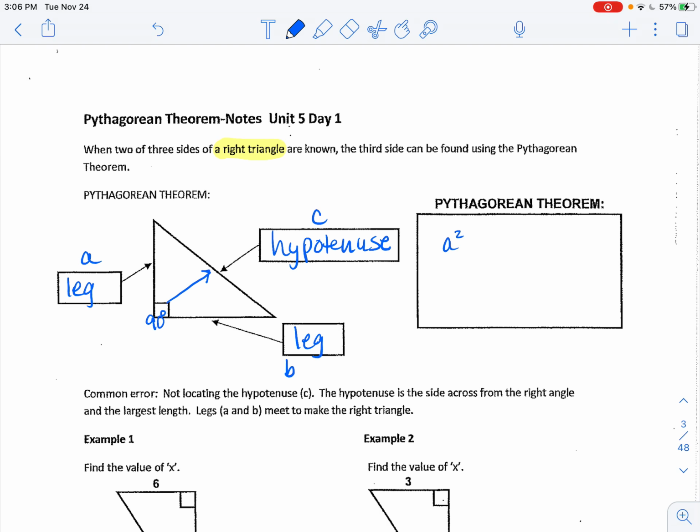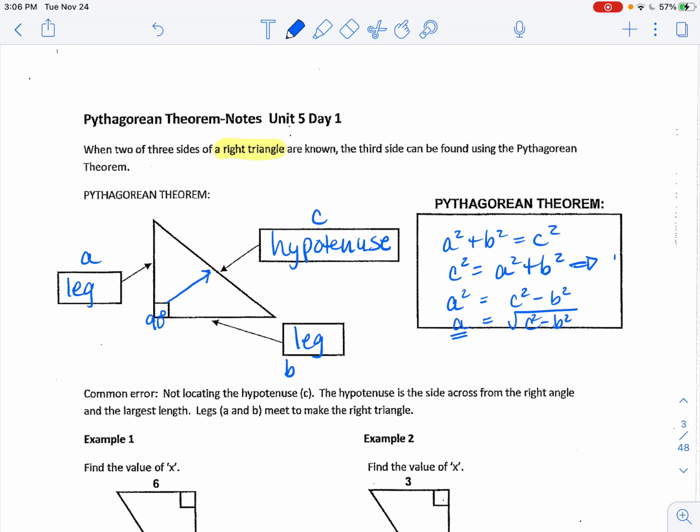So here's your Pythagorean theorem. A squared plus B squared is equal to C squared. If you're solving for C, well then C squared is A squared plus B squared. If you're solving for A or B, well, A squared would be C squared minus B squared, and then you would square root, and that's how you would get A by itself.